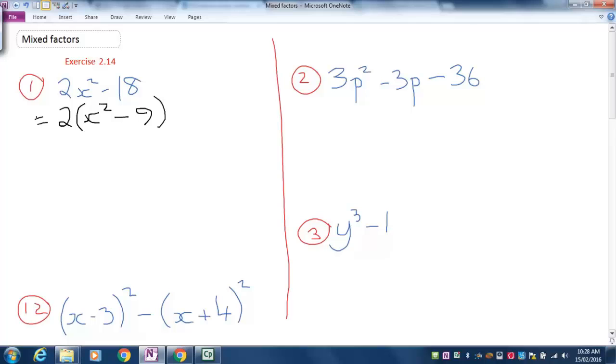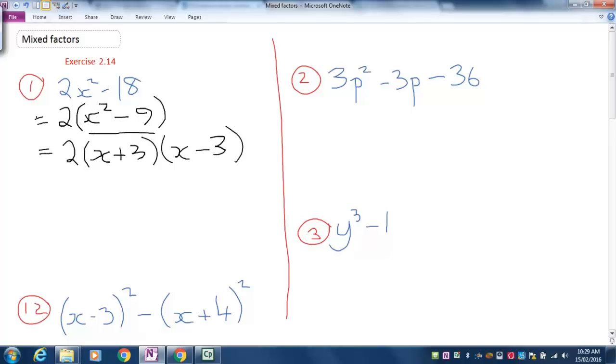You might think you're done there, but if you look really carefully at that, you should be able to see that's a difference of 2 squares. So I can further factorise that. So the 2 stays at the front. X squared minus 9 factors into x plus 3 times x minus 3. So that's that expression fully factorised.